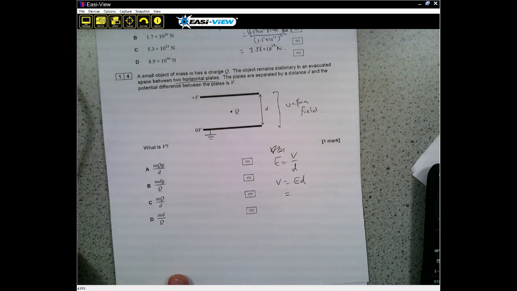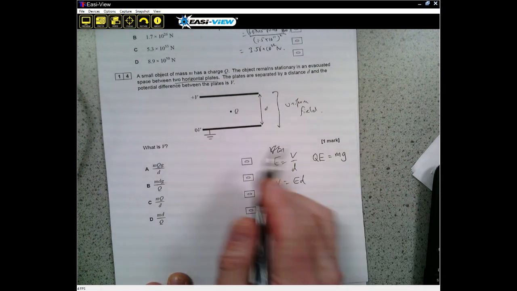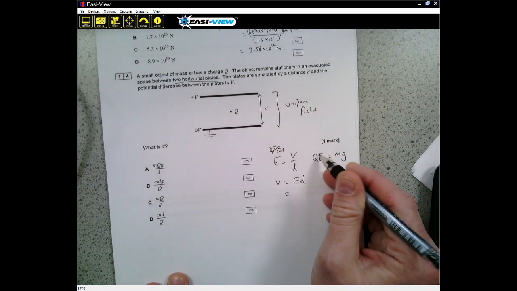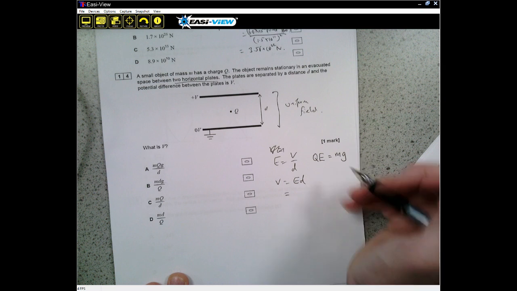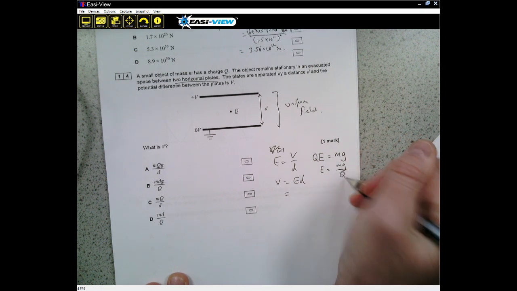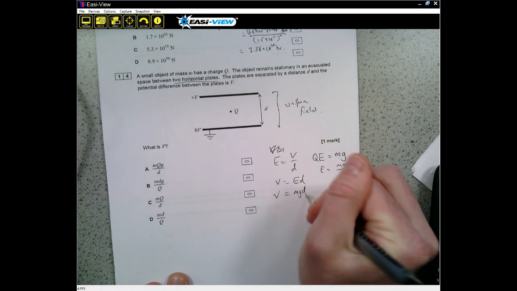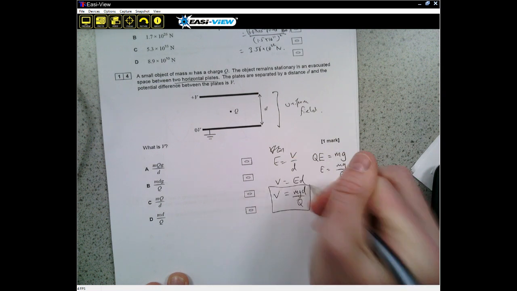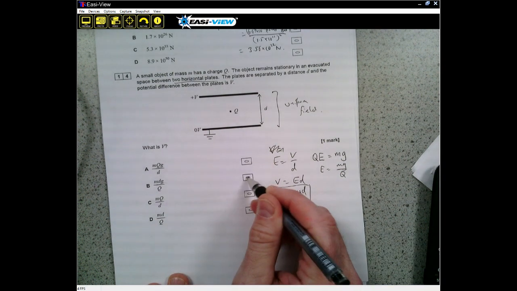And the force on the charge is given to us, and we can work that out. And we're also given that it's stationary, so the force on the charge due to the electric field must be equal to the weight. So we can then state that E equals mg over q. So then V equals mgd over q, which is B.